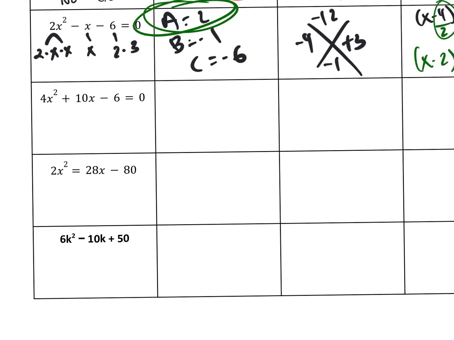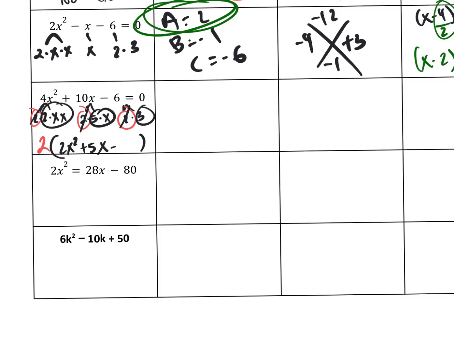Let's try the next one. 4 is 2 times 2 times x times x. 10 is 2 times 5 times x. 6 is 2 times 3. And hopefully you saw the pattern. They all have 2's. And when you take them out, you're left with 2x squared plus 5x minus 3.